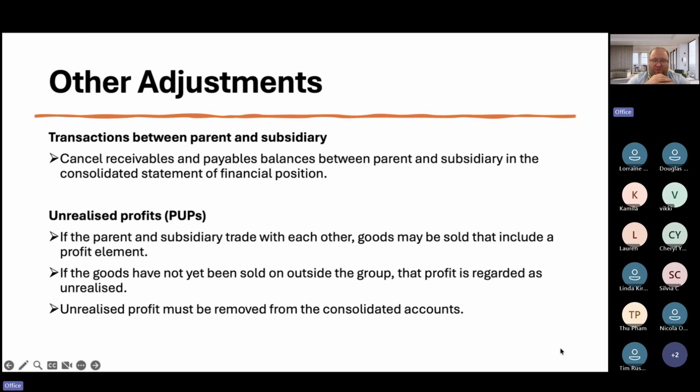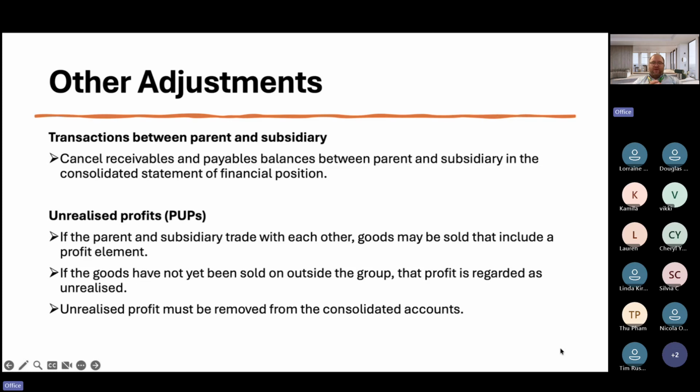So if the parent and subsidiary trade with each other, then goods could be sold from the parent or the subsidiary, either way. That includes an element of profit. Generally, businesses sell things for a profit. Now, if the goods have not yet been sold on outside of the group, because we say if they trade with each other, the goods could be sold at a profit element. But we're going to cancel receivables and payables between the two businesses.